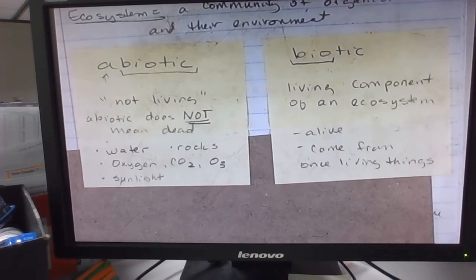So water in an ecosystem, rocks, the gases in the atmosphere of the ecosystem, the energy in an ecosystem from sunlight, those are all abiotic components.